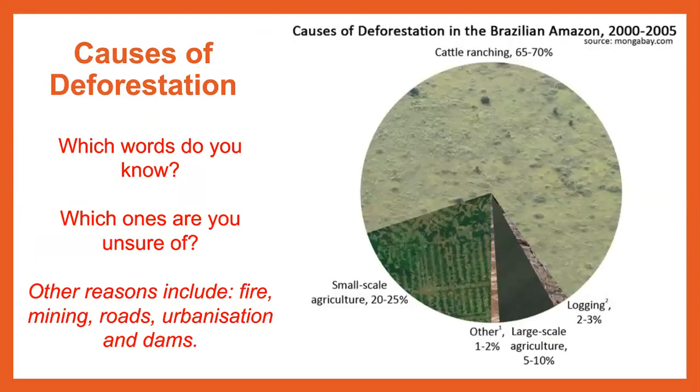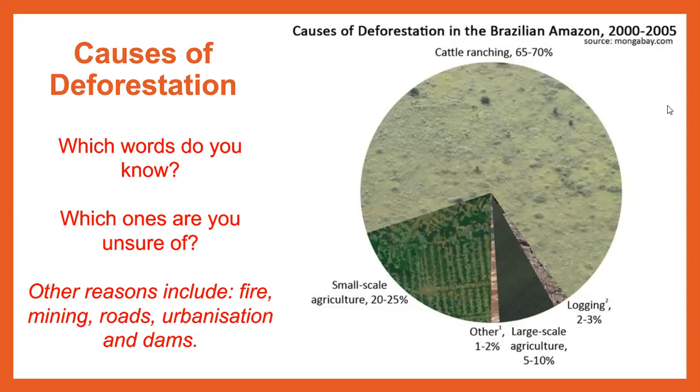So, causes of deforestation. Thinking about deforestation, we are talking about words that we might be unfamiliar with, such as logging and agriculture, even urbanization and mining. So here is a picture of some of the reasons why deforestation happens.